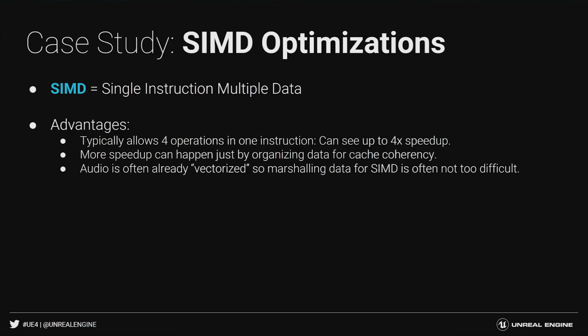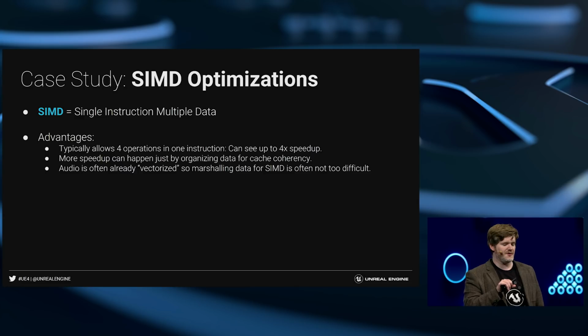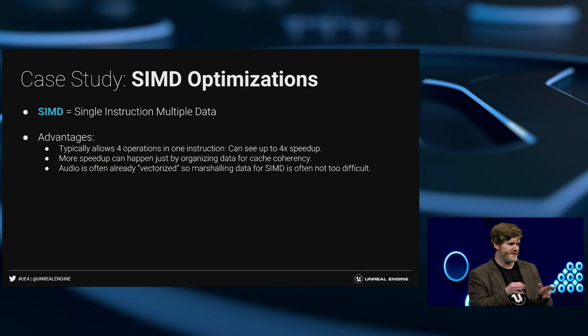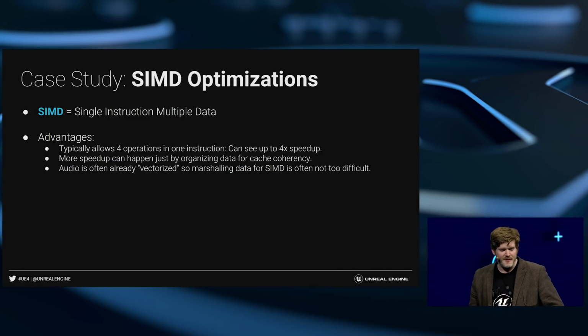So the final case study I want to look at is SIMD optimizations. If you're not an audio programmer or a programmer in general, it's probably boring, but SIMD stands for single instruction, multiple data. Basically it's a low-level platform-dependent intrinsic that allows you to do 4 mathematical operations when normally you would have to do that 4 different times. From the CPU's perspective, it's as if it was 1. So you can get basically a 4x speed up.